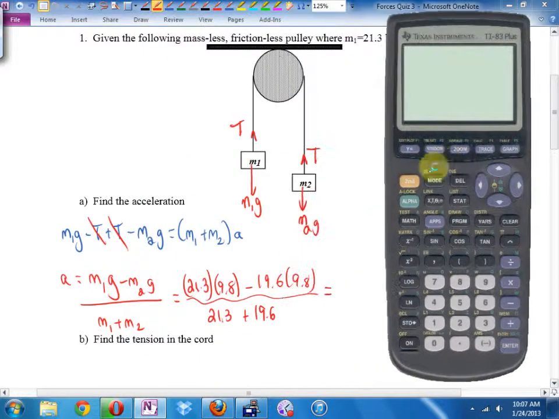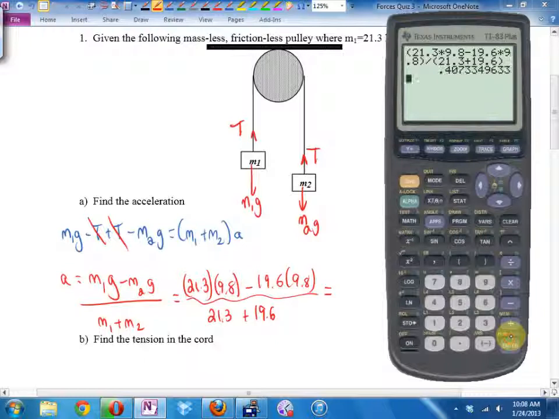But that's probably the only brackets I'm going to use in this particular equation because I find too many brackets, I get confused. If I went 21.3 bracket, just by doing that, now I've told my calculator that everything else is no longer on the top because I've closed the top off. So it's bracket 21.3 times 9.8 minus 19.6 times 9.8. Close off the top. Divided by 21.3 plus 19.6. Close off the bottom.